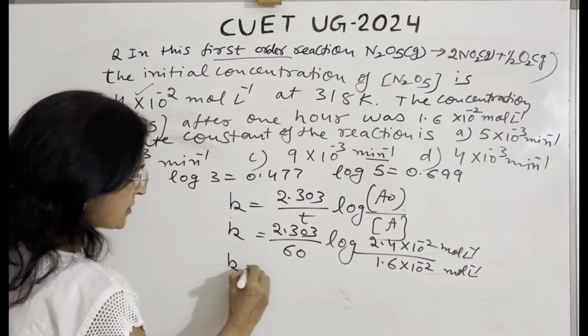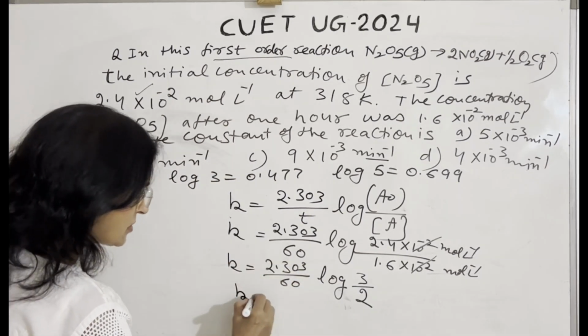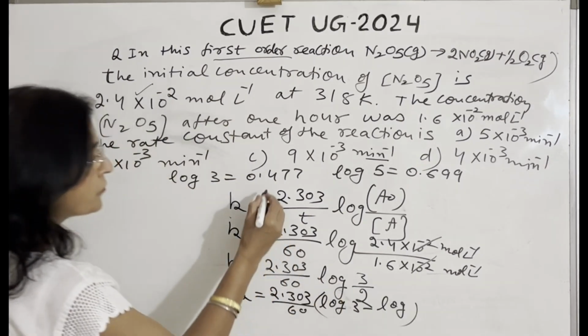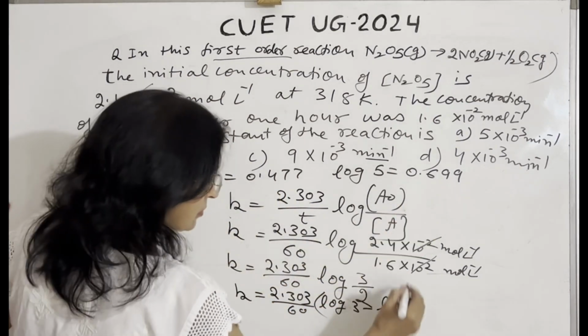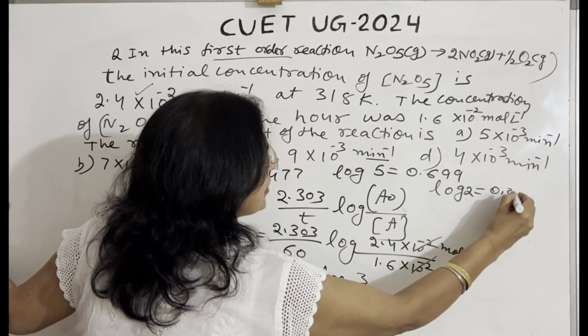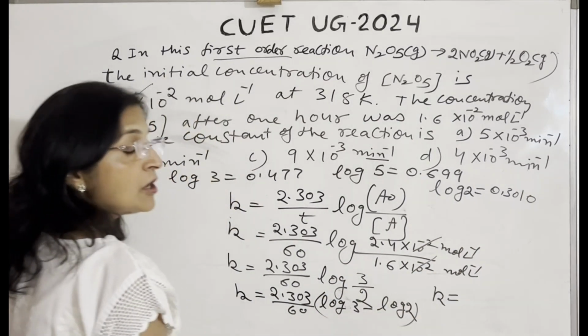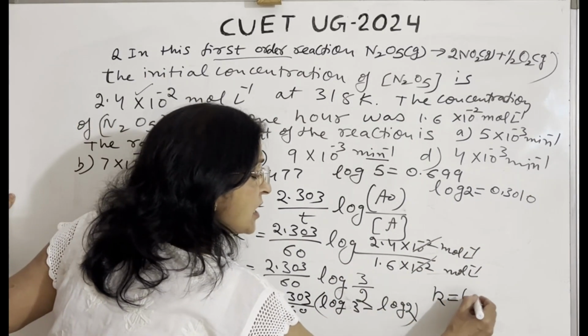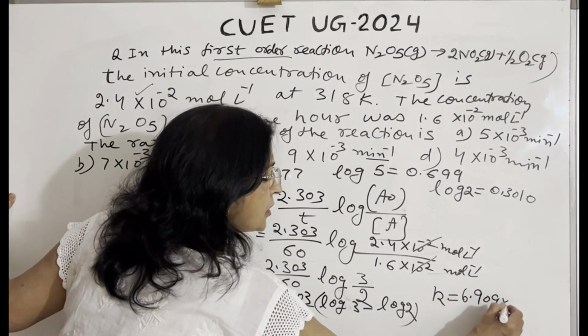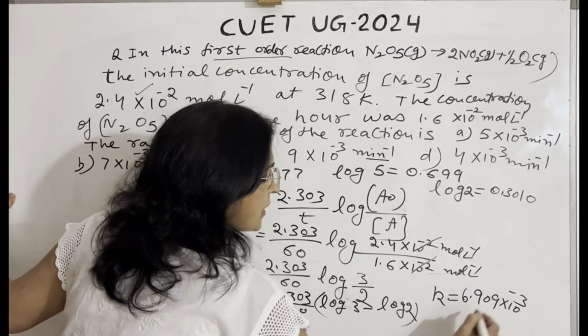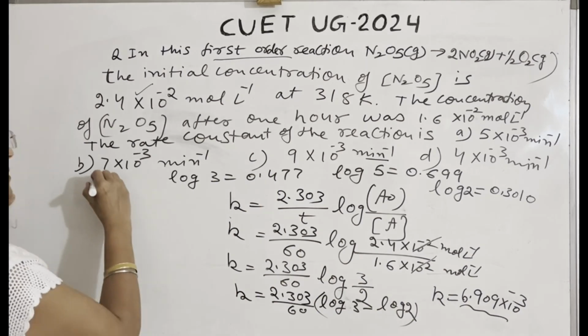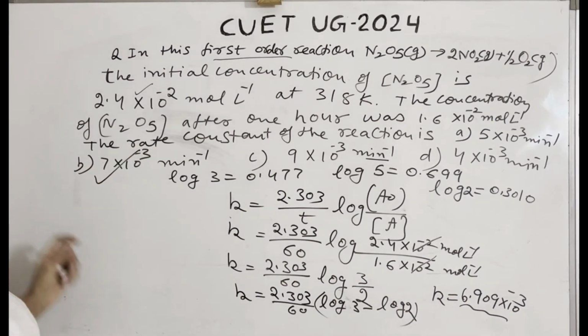Now calculate this. The equation becomes this. Now next step, log of 3 is 0.477, log of 2 is equal to 0.3010. Put these values here and solve. On solving, the value of rate constant comes 6.909 into 10 raised to the power minus 3. Very close to this, 7 into 10 raised to the power minus 3.